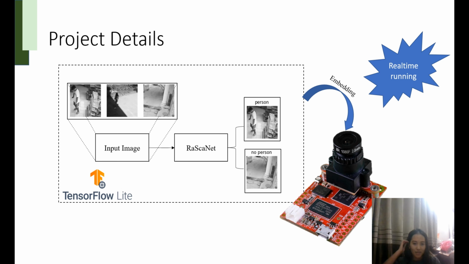About the details of my project: first, I have input that was recorded by an OpenMV camera. For training, it's just a dataset collected from the internet and then put into a model. In particular, in this project it's RascaNet, and then we will classify whether it's Persian or non-Persian.